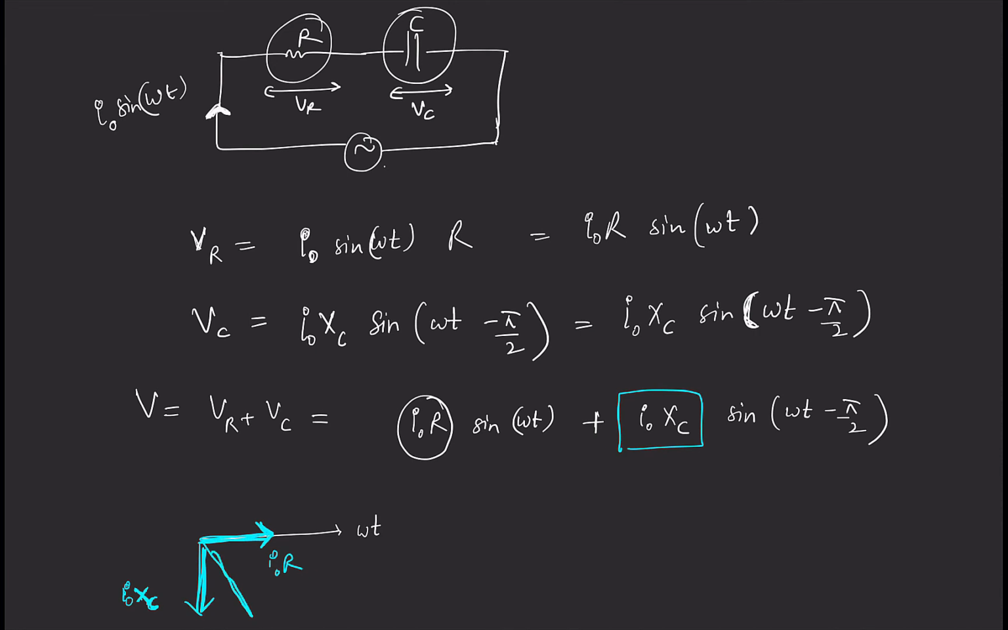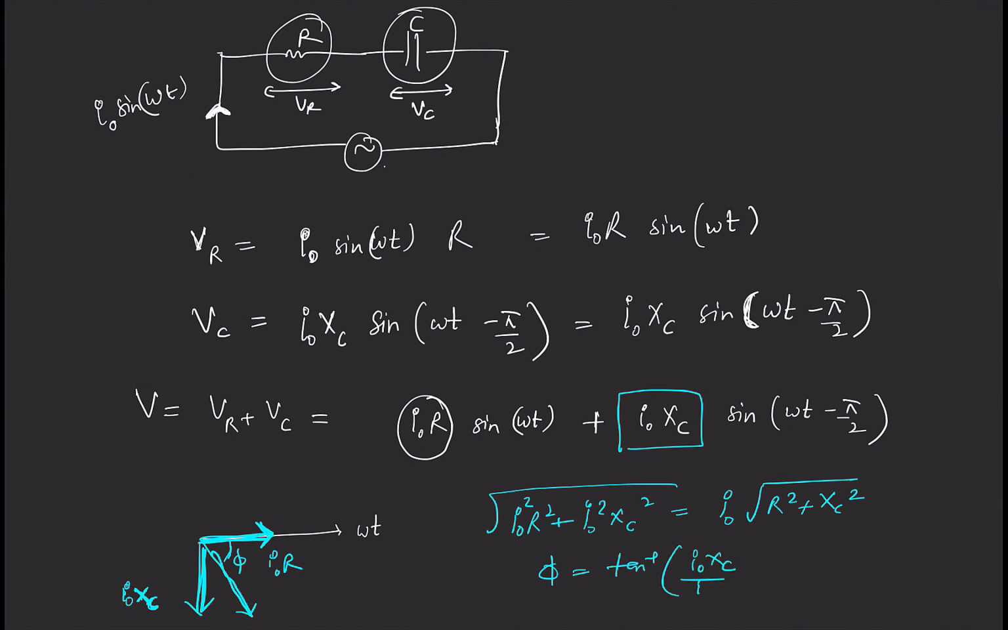This would be the resultant. The value of resultant would be root of I naught R square plus I naught square xc square, which is I naught into root of R square plus xc square. And this angle phi made by resultant is phi is equal to tan inverse I naught xc by I naught R, which is equal to tan inverse xc by R.